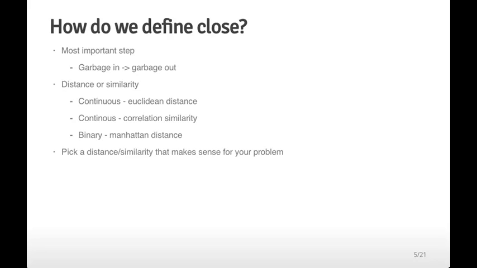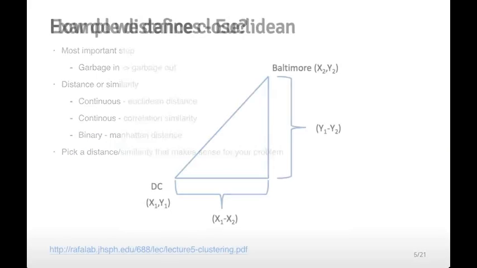So some examples of distances or similarities. For continuous variables, you can use Euclidean distance. We'll talk about that in a minute. You can also represent distance instead by the opposite, which is similarity. So instead of looking at the smallest distance, you can look at the greatest similarity. For example, you can look at the correlation between observations. You can also look at binary measures of distance, so we'll be talking about the Manhattan distance as a measurement of binary distance. You need to think really hard about this step because you need to pick a distance or similarity that makes sense for the problem that you're analyzing to be able to get a good clustering out at the end.